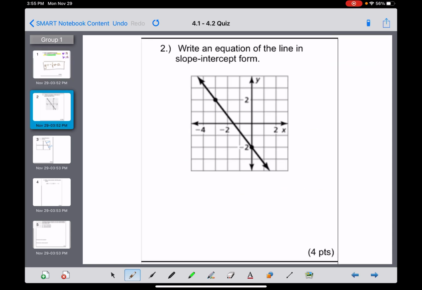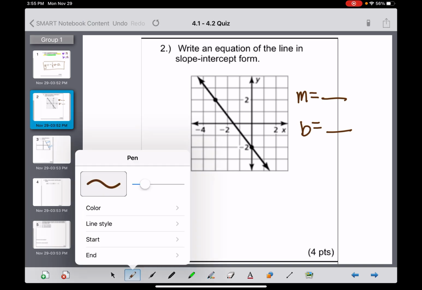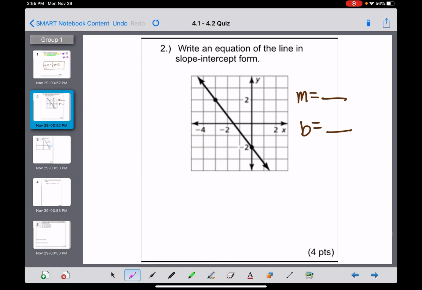What two things do you need to write an equation of the line? You need the slope, you need the y-intercept. I gave you both of these pieces of information. They just come in the form of a graph. The y-intercept is probably the easiest to recognize. It's where our line physically crosses the y-axis, so it crosses at negative 2.